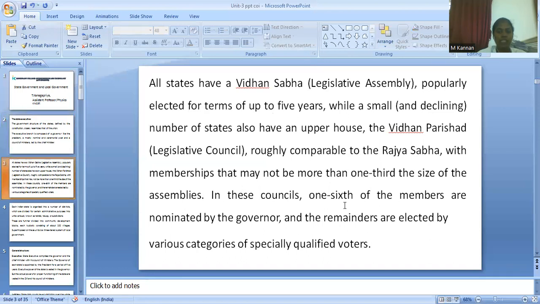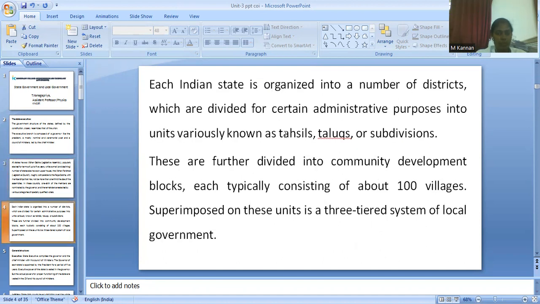In these councils, one-sixth of the members are nominated by the governor, and the remainder are elected by various categories of people, especially qualified voters. Each Indian state is organized into a number of districts, which are divided for certain administrative purposes into units, variously known as tahsils, taluks, or sub-divisions. These are further divided into community development blocks, each typically consisting of about 100 villages. Superimposed on this unit is a three-tiered system of local government.